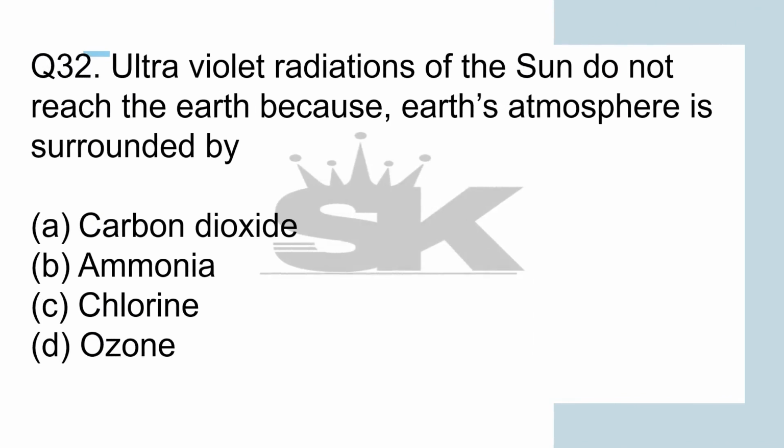Ultraviolet radiation of the sun does not reach the earth because Earth's atmosphere is surrounded by... The answer, everyone knows, is ozone. Ozone is a molecule made up of three atoms of oxygen. It works a lot like sunscreen, blocking out harmful ultraviolet rays from the sun. In recent years, the amount of ozone in the atmosphere has been decreasing, right?